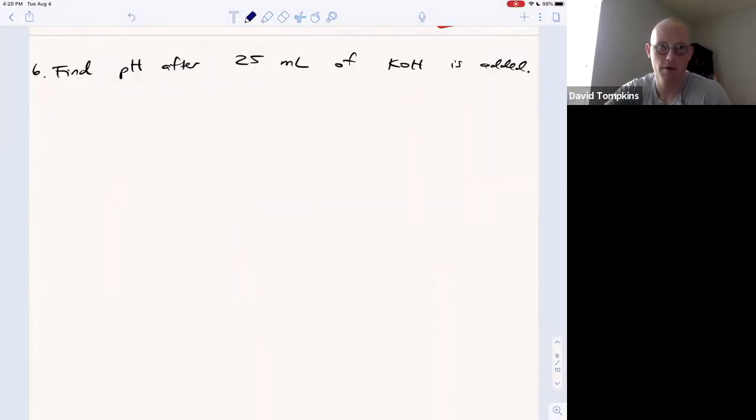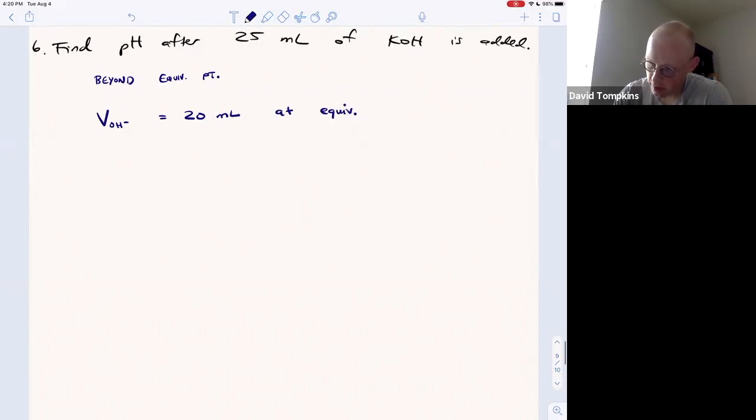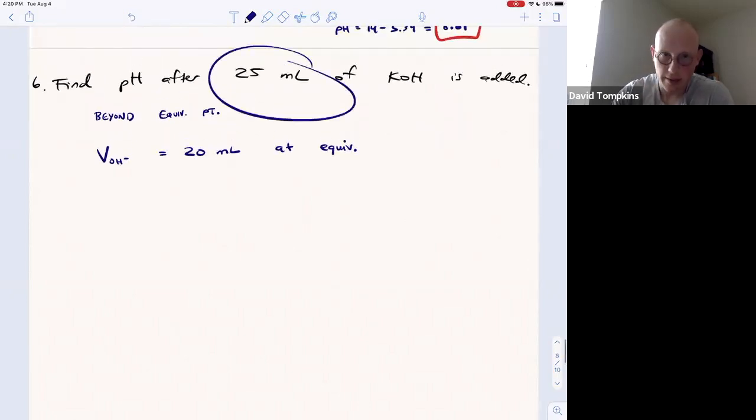So the final problem that we're going to do with this weak monoprotic acid titration with strong base is find the pH beyond the equivalence point when we've added too much strong base. So remember that the equivalence point volume for hydroxide was 20 milliliters. Here we've gone 5 milliliters beyond that.